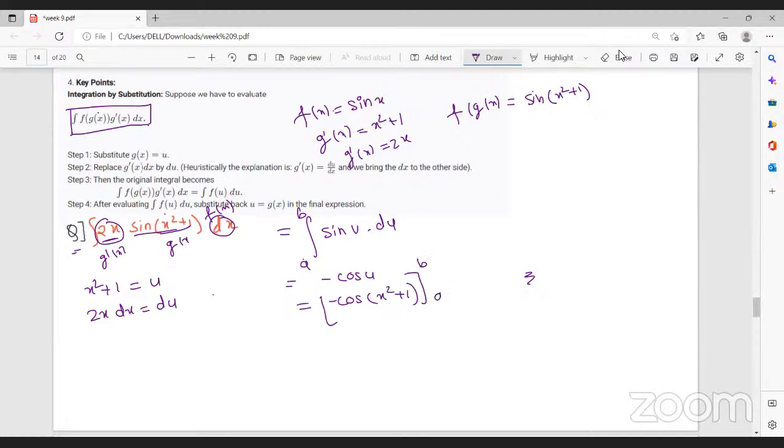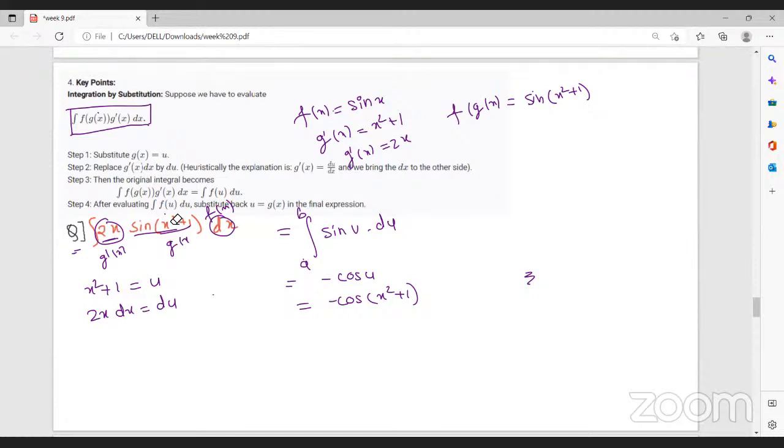Sir, I know it for the single integral, but I am asking about the UV rule. UV rule means integration by parts, right? Yes, yes.